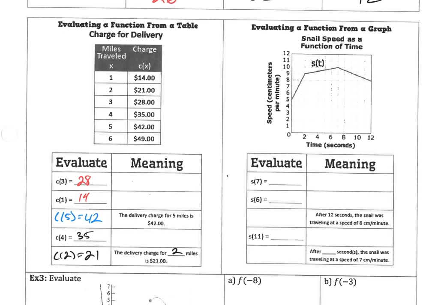All right, we have a similar concept here, but now we're going to apply our function notation or function input and output concepts to a graph. And we again have our domain values and our range values.